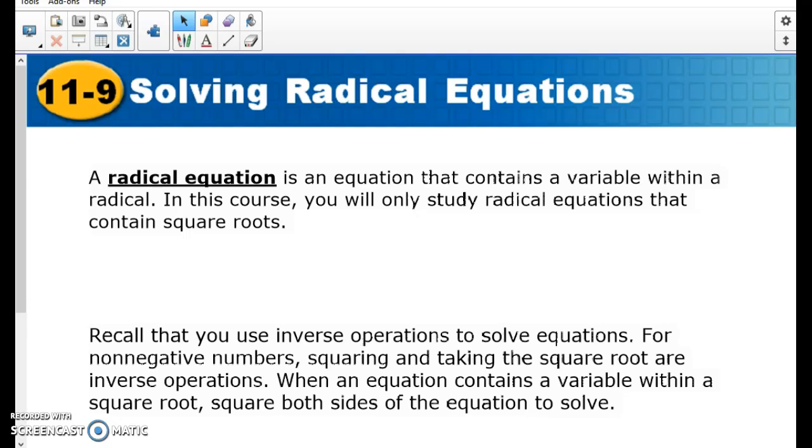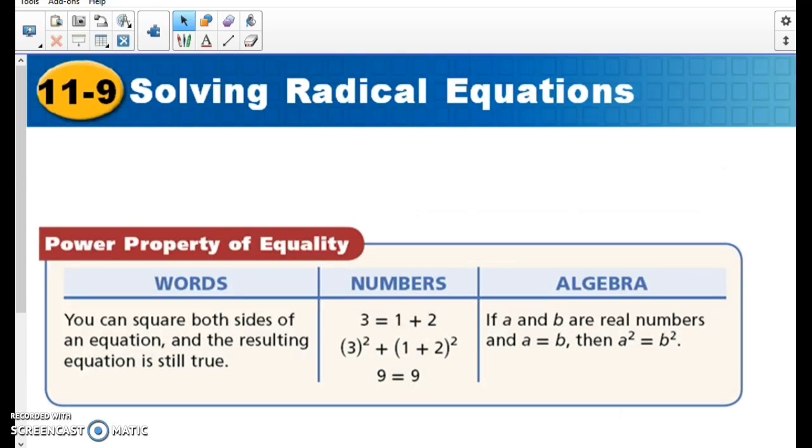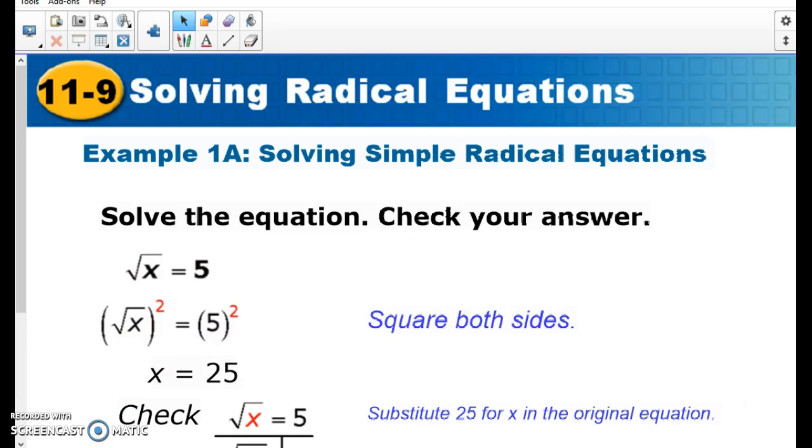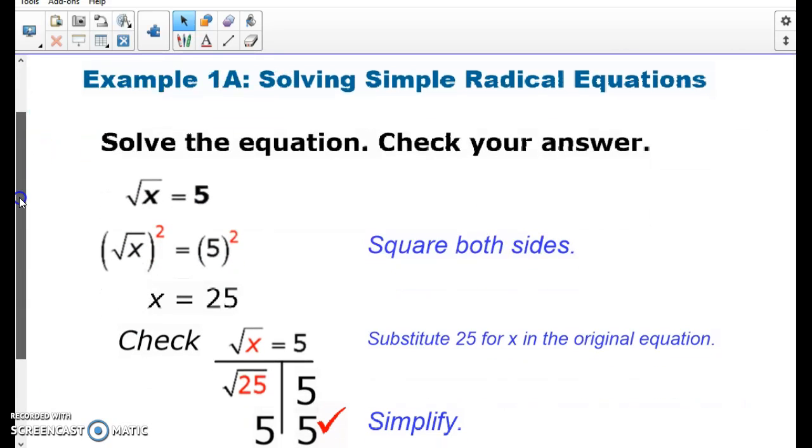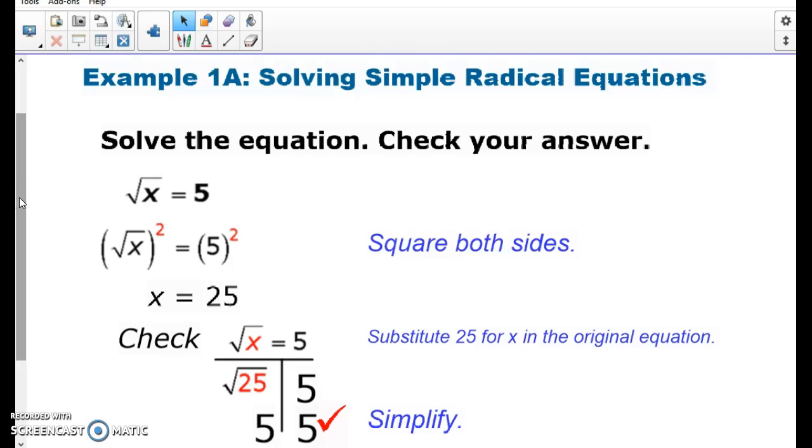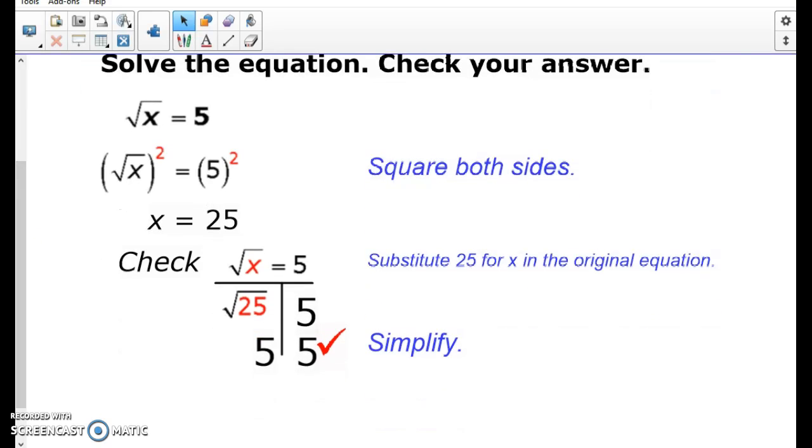Remember, the opposite of a radical or square root is a square, so you might have to square some sides as well. So some of them are like this. The square root of x equals 5, so we would square both sides and figure out that x is really going to be 25. Not all of them are going to be that simple.